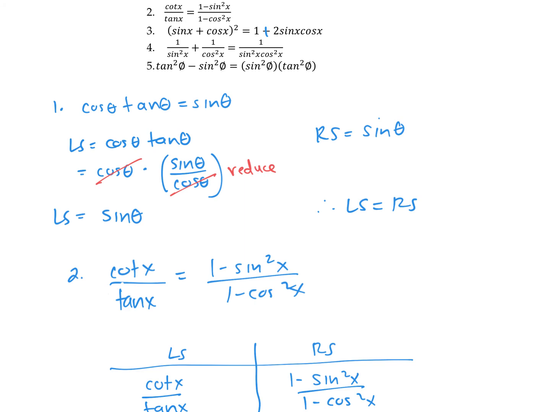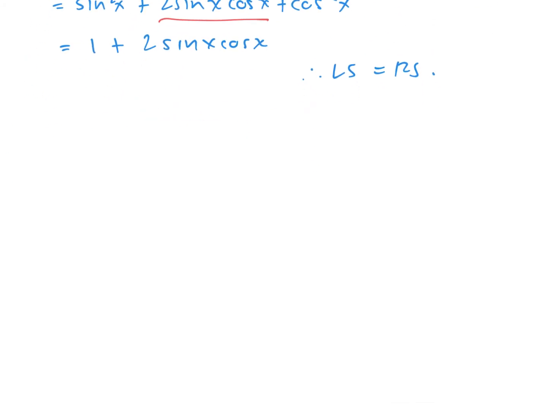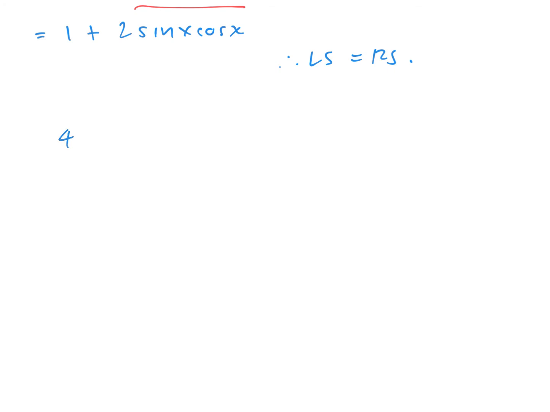In example 4, let's do example 4. So on the left side, we have 1 over sine squared x plus 1 over cos squared x. And on the right side, we have 1 over sine squared x times cos squared x. So everything's in sine and cosine. On the right side, there's nothing really to do. So I'm going to work on the left side.